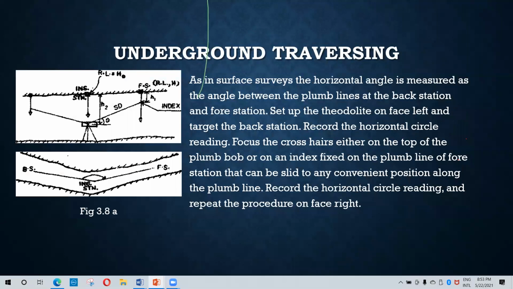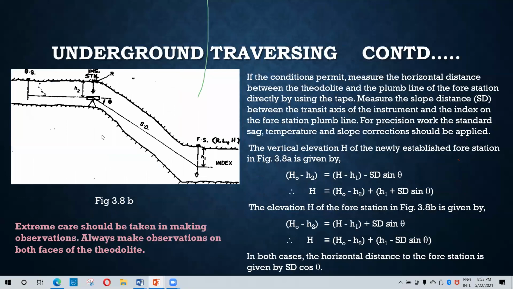So now we are going to talk about underground traversing. This is section 3.8 in your lesson, right? As you can see, the backside is normally taken as a target, then there is a foresight target. So you need to calculate the elevation of the foresight here. It's a simple mathematical exercise. You can simply add it up in this equation, right? That's not difficult.